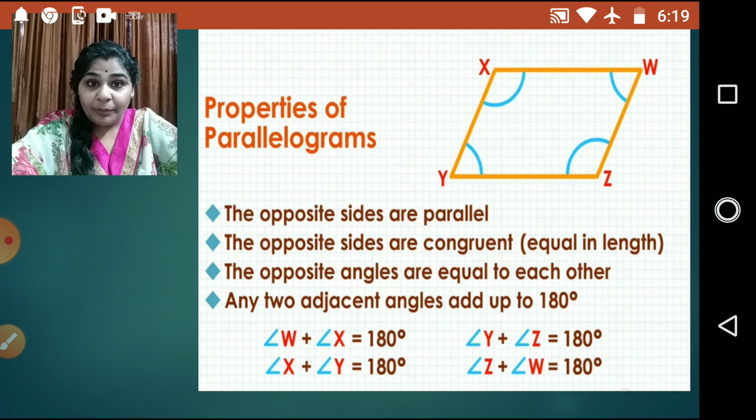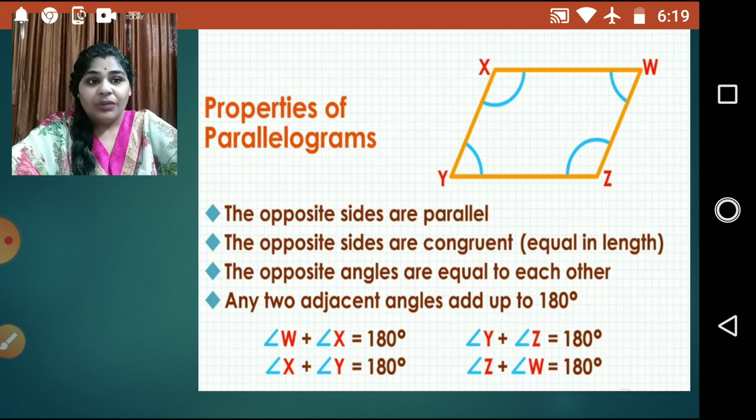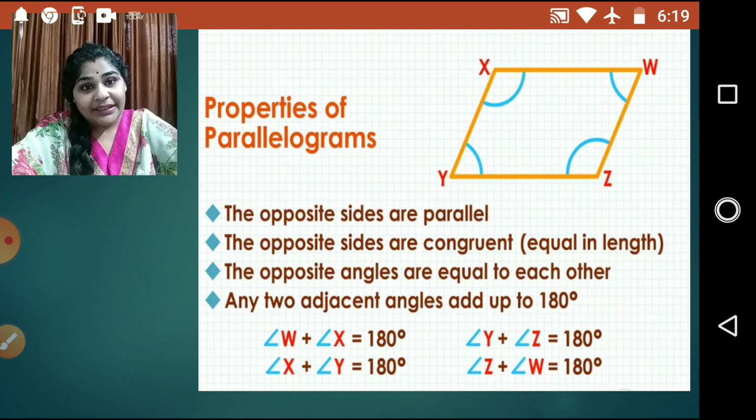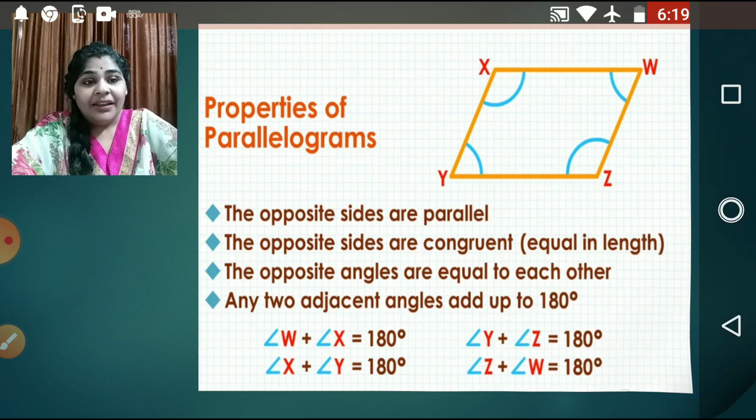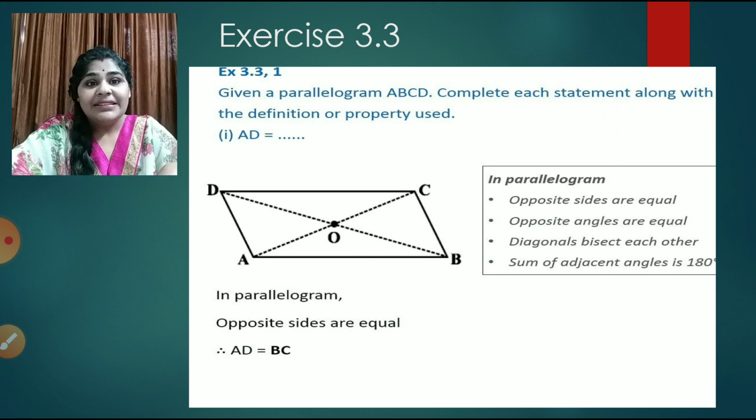Again, there is also a property regarding the diagonals. Diagonals of the parallelogram bisect each other. Okay, so let us proceed with exercise 3.3, and we are going to see some important sums in this exercise. So this is the first sum, children.